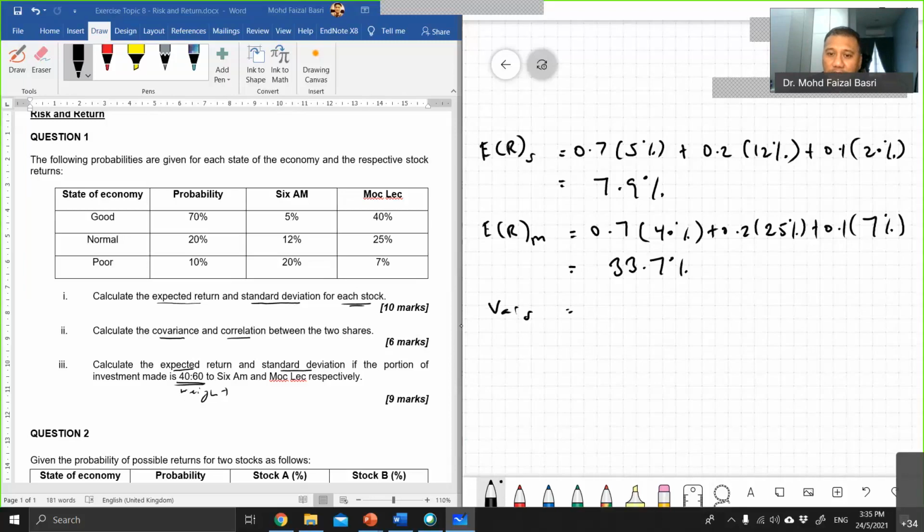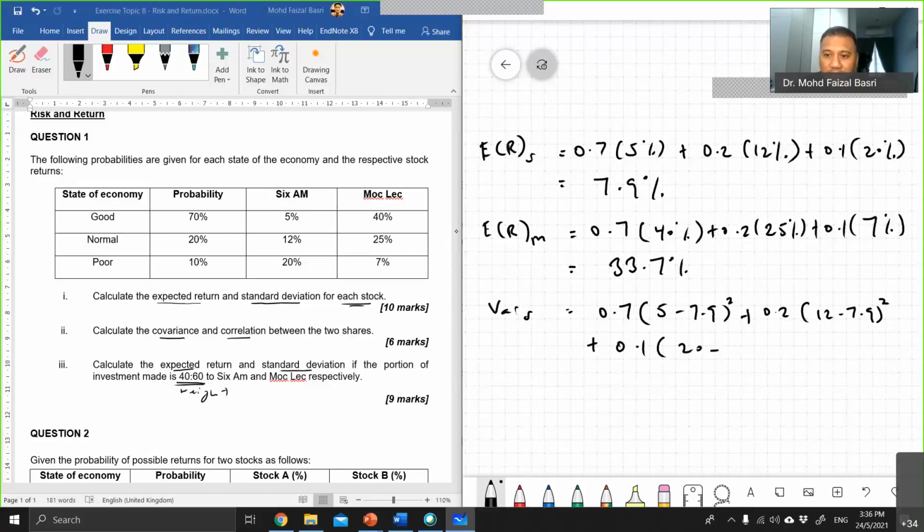So the formula would be the weightage, or the probability, multiplied by the difference. For the first, it's 5 minus 7.9, square, don't forget the square, plus 0.2 times 12 minus 7.9 squared, plus 0.1 times 20 minus 7.9 squared.